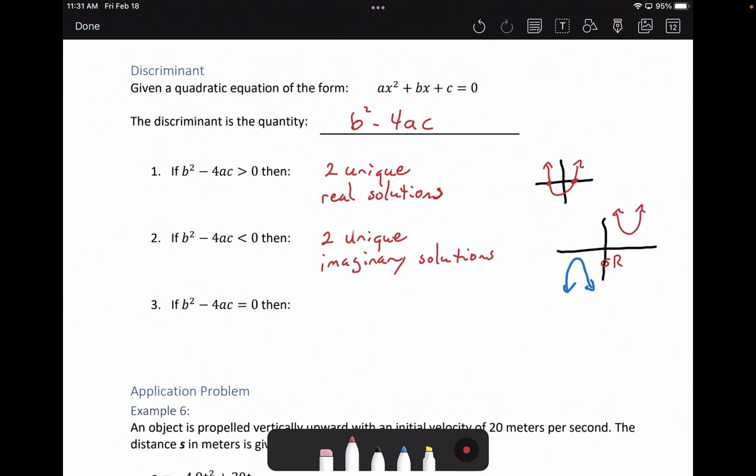If the discriminant is equal to 0, then we have one real solution. And graphically, that means we have one x-intercept. So it could look like this, where it's facing up, or it could be facing down, where it has a single x-intercept.